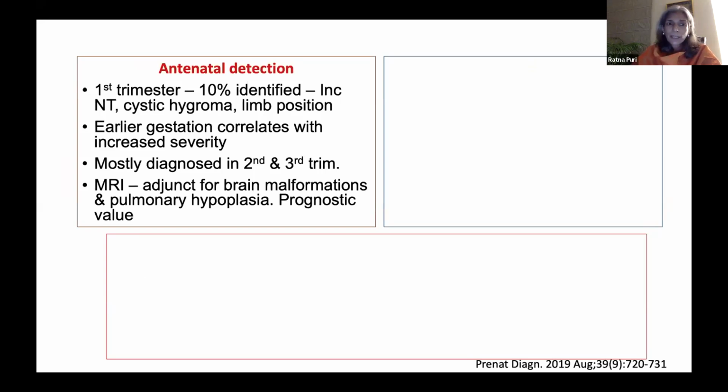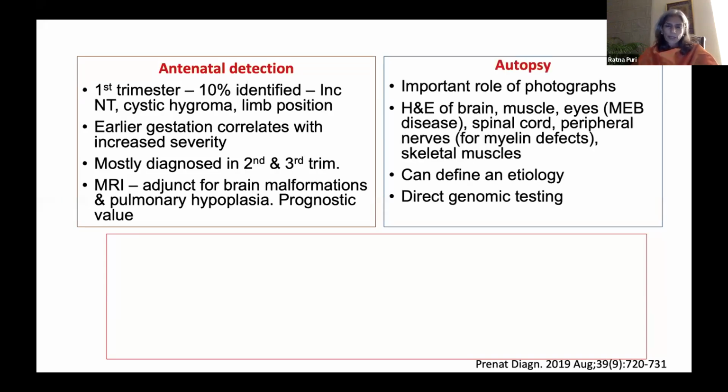Now, in this family, we do have antenatal detection. It can be detected as early as the first trimester, which is why I'm saying that pregnancies terminated so early really need to be examined in detail. We also know that an earlier gestation correlates with greater severity, whereas others can usually be identified in the second and third trimester.